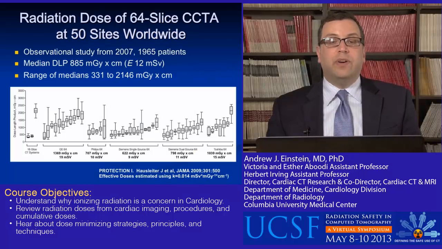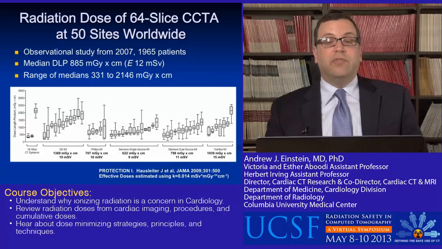It's important to remember that in the context of cardiac imaging, just as in the context of general radiologic imaging, there's tremendous variability. What we see here is data from the PROTECTION 1 study, which looked at radiation dose of 64-slice CT coronary angiography at 50 sites worldwide. This was an observational study, and as you can see, the range of median doses varied nearly over an order of magnitude. So different patients will be exposed to different radiation doses, and it's important to keep that in mind.